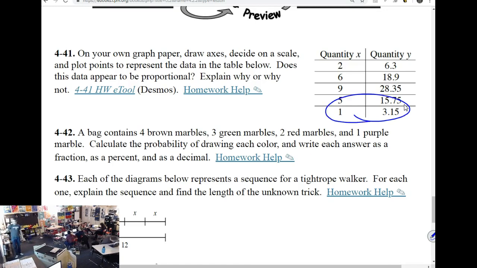So then, the other way we can test this is to create a rule. If I look at the comparison of y to x, when x is 1, it tells me how they relate to each other. If I ask for a multiplier, the unit rate, the constant of proportionality, right now y is 3.15 when x is 1.